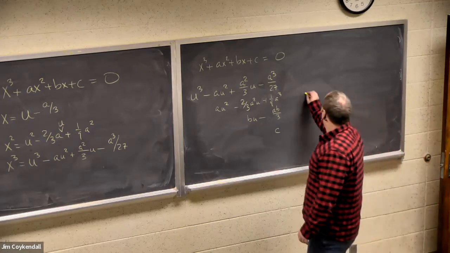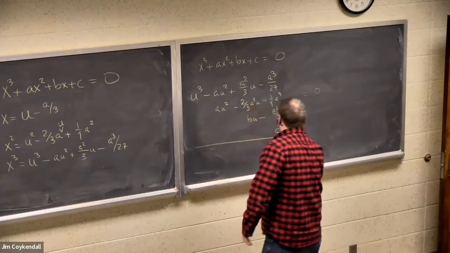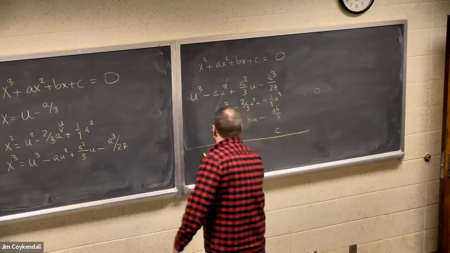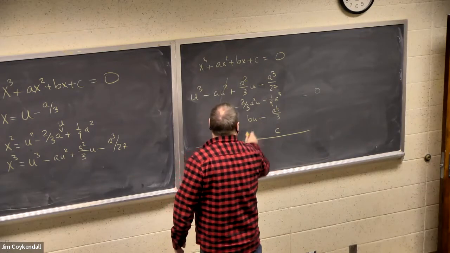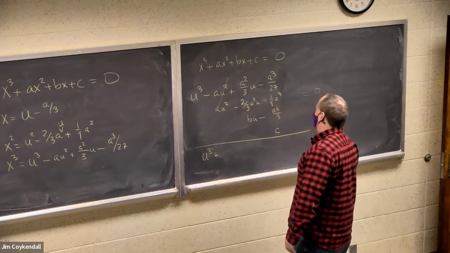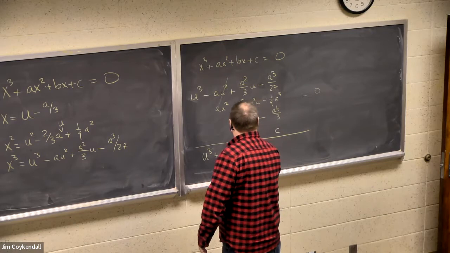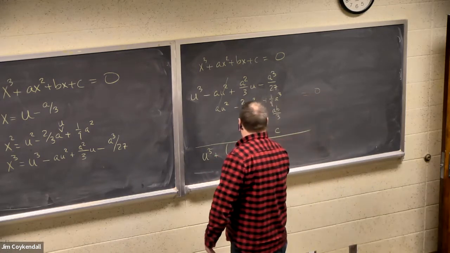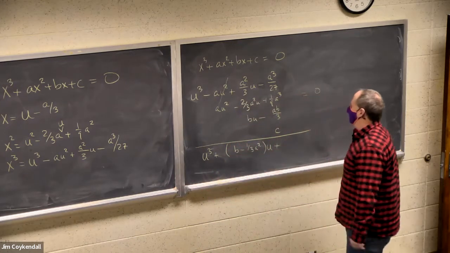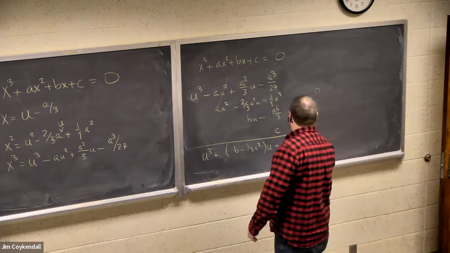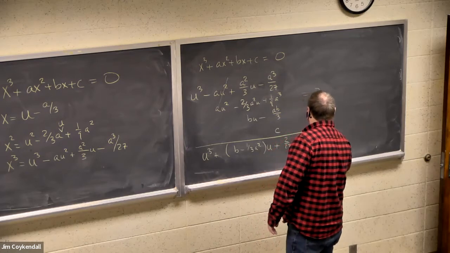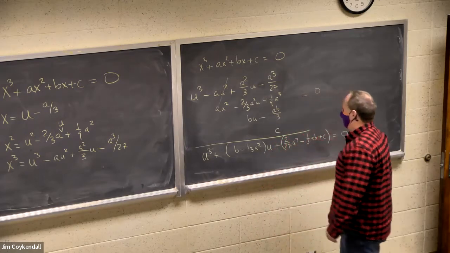Now, when I put this all together, this is most triumphant because those two are dead. And I get u cubed. And what's left here is going to be u times something. It's going to be minus 1/3 a squared plus b. And then I'm going to get just this unholy constant term, which is going to be 2/27 a cubed minus 1/3 ab plus c is equal to 0.